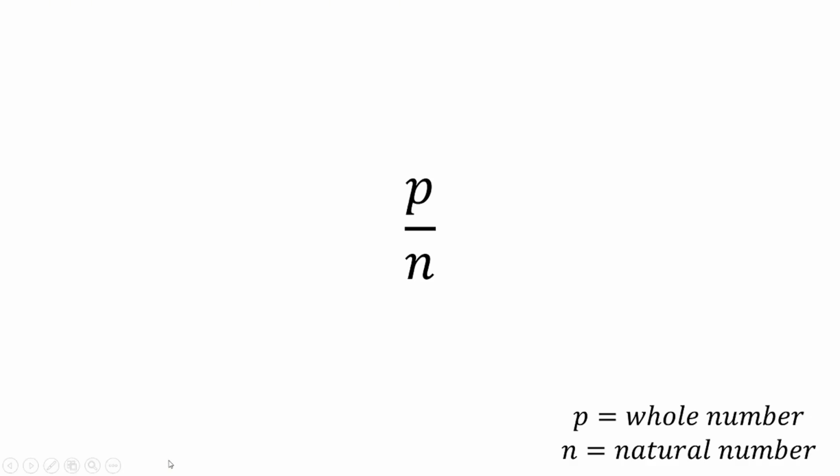numbers. First of all, before we look at irrational numbers, I would like to define what rational numbers are. Rational numbers are numbers which can be written down in the form of a fraction, where p is a whole number and n is a natural number. With irrational numbers, that's not the case.